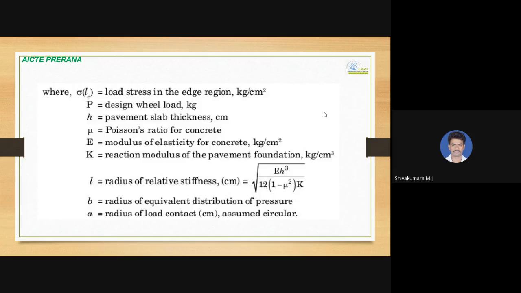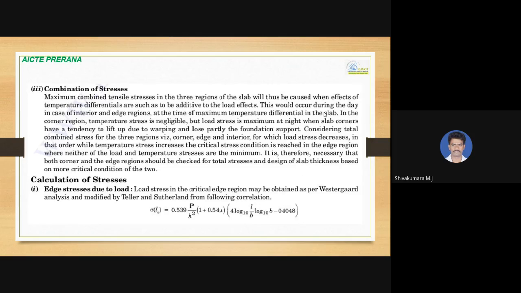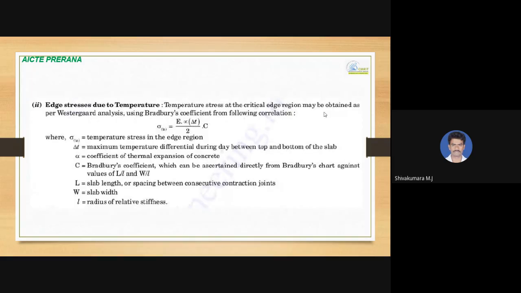Here P is the design wheel load, h is the pavement slab thickness, mu is the Poisson's ratio, E is the modulus of elasticity of concrete, K is the subgrade reaction, L is the radius of relative stiffness, and B is the radius of equivalent distribution of pressure. So these are all the expressions we use.